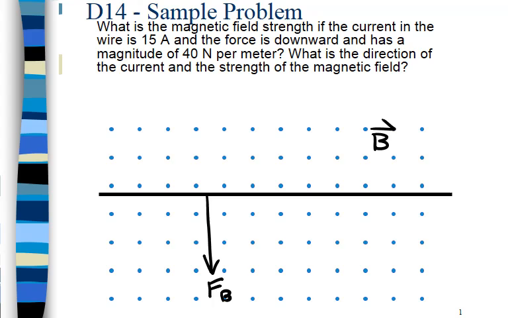All right, so what is the magnetic field strength if the current in the wire is 15 amps and the force is directed downward towards the floor and has a magnitude of 40 newtons per meter? I'll have you work through this one as well. You want to determine the direction of the current, as well as, in this one actually you're finding the magnetic field strength. We know the current, we want to find the direction of the current, and what the magnetic field strength is.